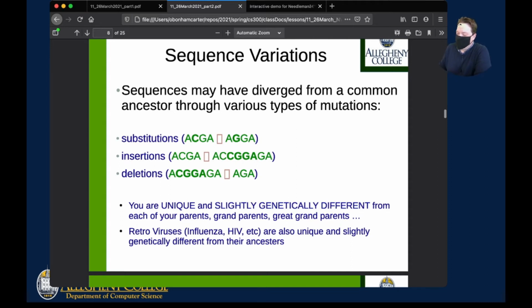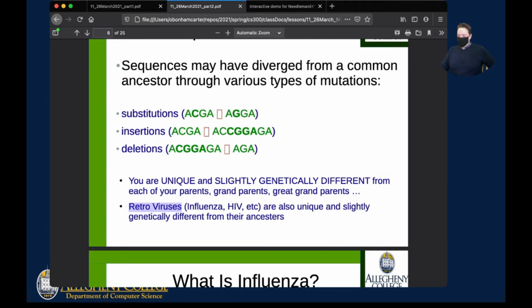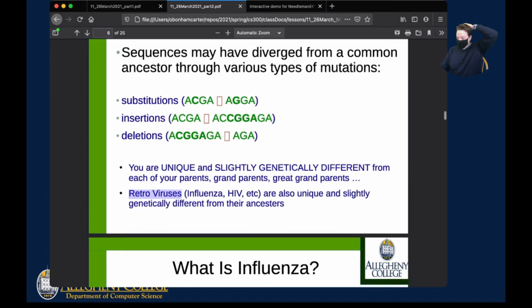So anyway, we're talking about this genetically different stuff. But we're also going to talk about retroviruses. This includes influenza, HIV, even coronavirus. But these are also unique and slightly genetically different from their ancestors. And so while this difference in genetics was important in dogs and people and animals and plants, genetic modification here is also important for these viruses because that's also how they survive.